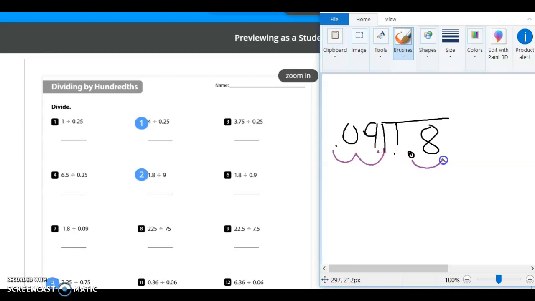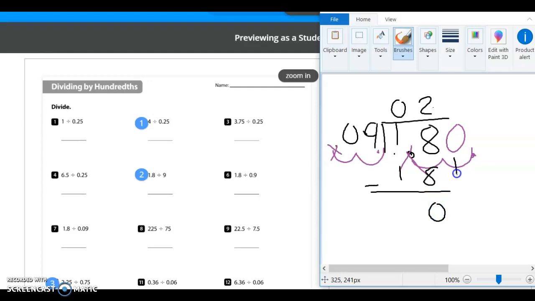Here, I need to scoop twice. I'm going to put a 0 here and my new decimal there. This is no longer a decimal. That is no longer a decimal. So let's do our new problem. 9 goes into 1 0 times. 9 goes into 18 2 times. 2 times 9 is 18. 18 minus 18 is 0. I need to carry down that 0. 9 goes into 0 0 times. I'm going to move my decimal straight up, and my decimal follows the 20.